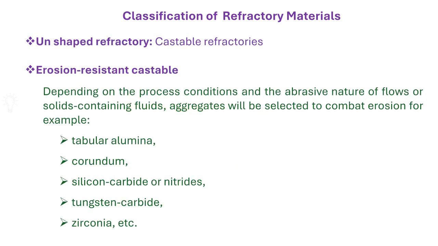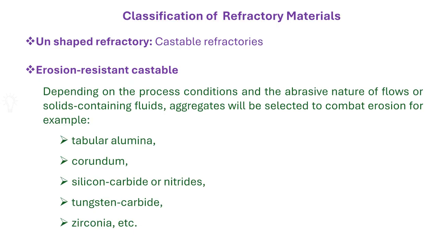Because of this composition, erosion-resistant castables are very dense. That density gives them excellent resistance to mechanical wear, but it also means they are poor insulators. And that's intentional. These refractories are not designed to keep heat in, they are designed to survive mechanical attack.